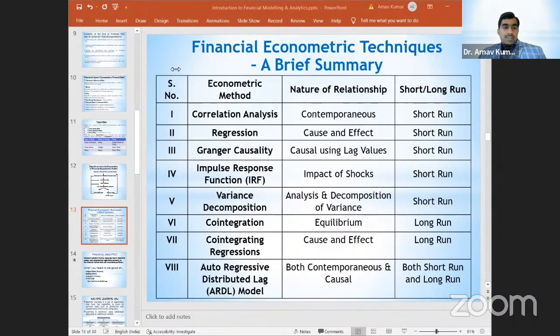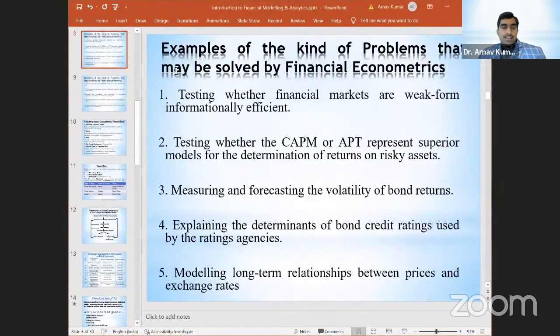So some more examples of these techniques: are the financial markets efficient, to test whether, we all know about CAPM and APT theories in finance. CAPM is the capital asset pricing model. APT is arbitrage pricing theory. Then volatility, then what are the determinants of bond credit ratings? What are the determinants of sovereign credit ratings? So countries are also having, the securities issued by countries also get credit ratings. What are the determinants of credit ratings issued by the local companies? What are the determinants of real estate prices?